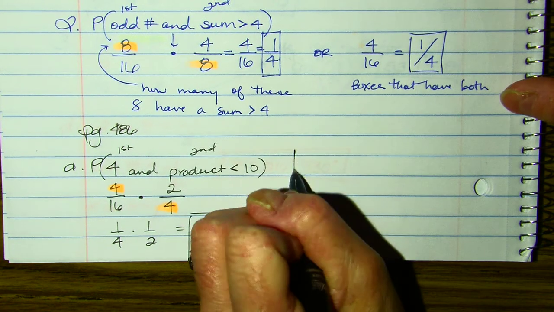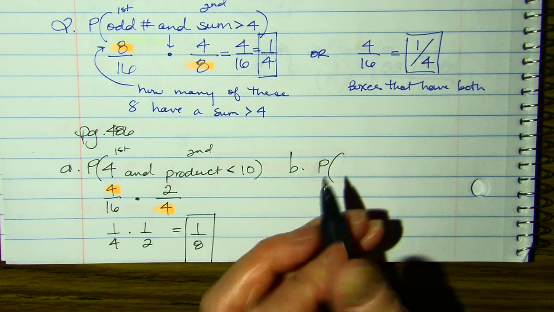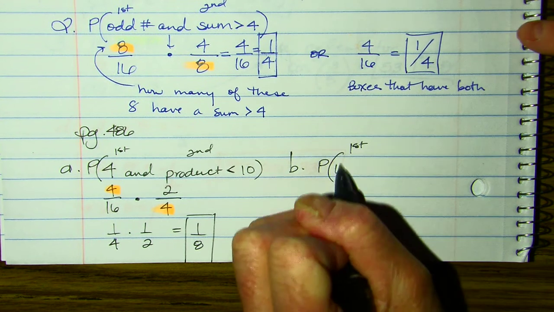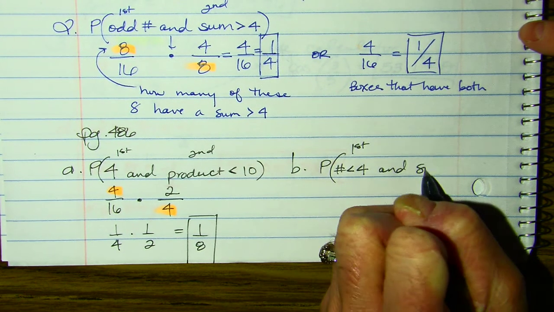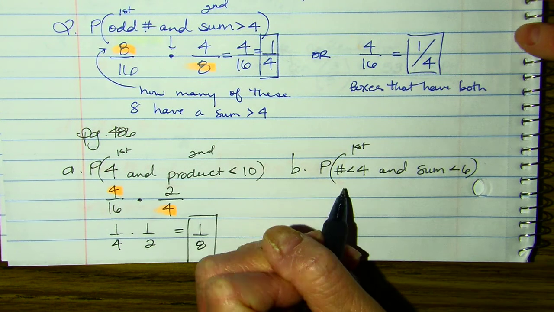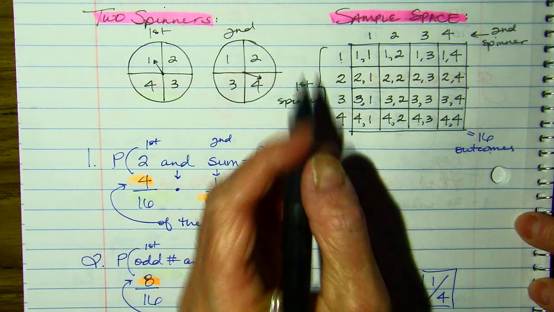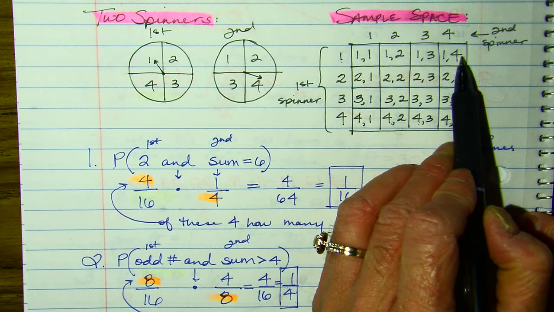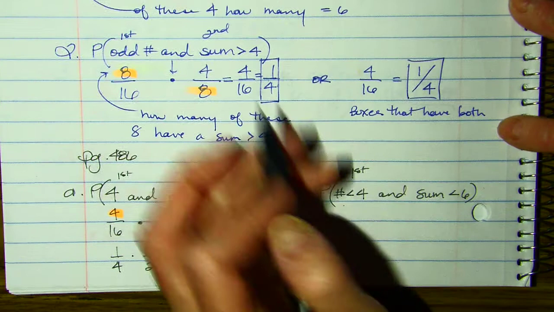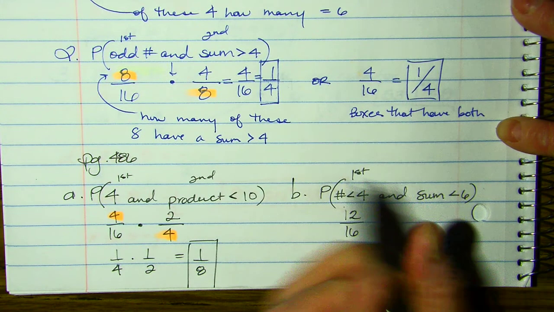Okay, part B: what's the probability that the first spinner is a number less than 4, and their sum is less than 6? So what's the probability that the number on the first spinner is less than 4? Well, that would be if you spun a 1, 2, or 3. So that would be all of these, all the 1 boxes, 4 plus 4 plus 4, be 12 out of 16.